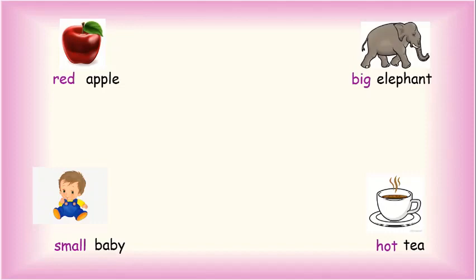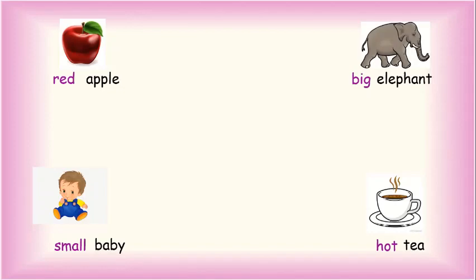Now, in red apple, the word red tells us about the color of the apple. In big elephant, the word big explains how the elephant looks, its size. It's a big elephant. Similarly, small baby. A baby is very small, so small tells us more about the baby. And hot tea. Hot tells us how the tea feels.